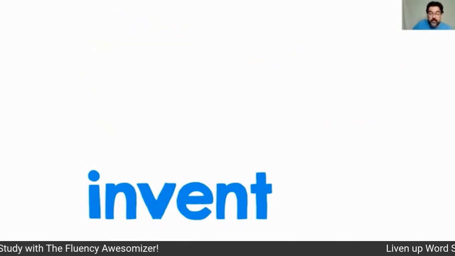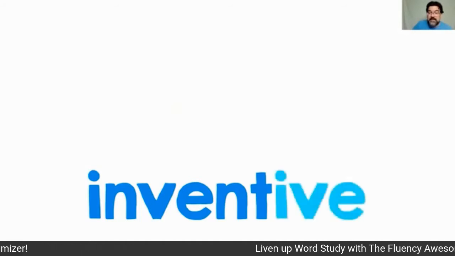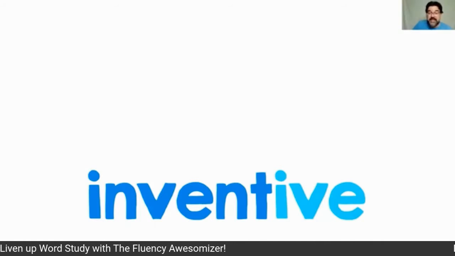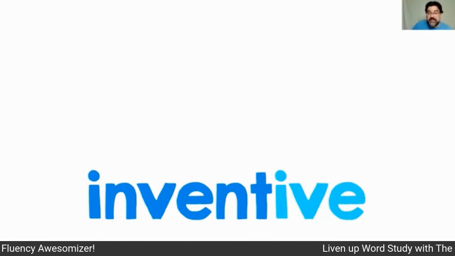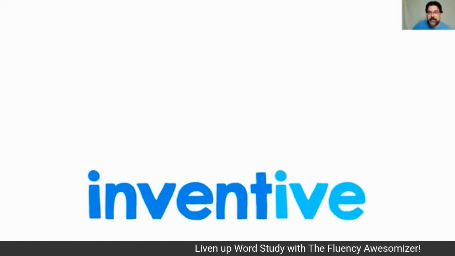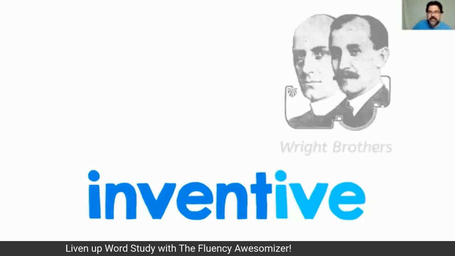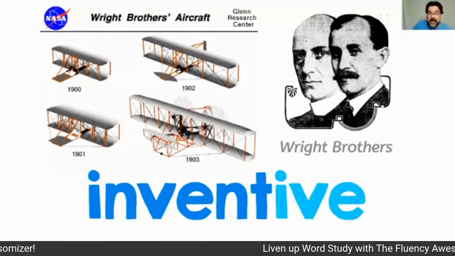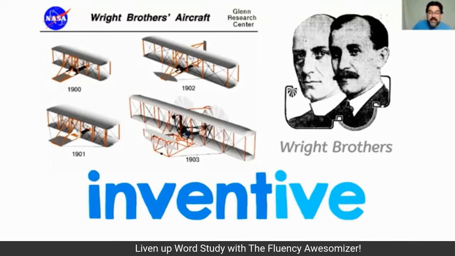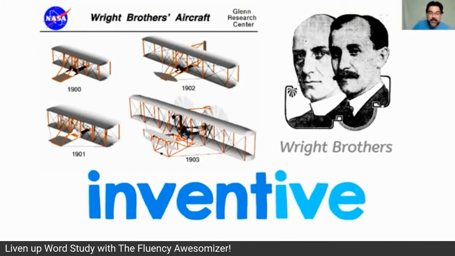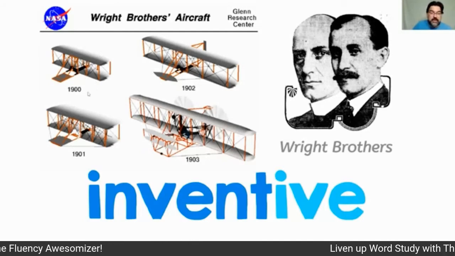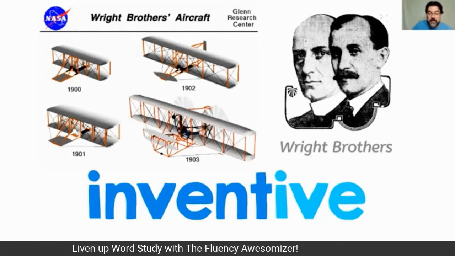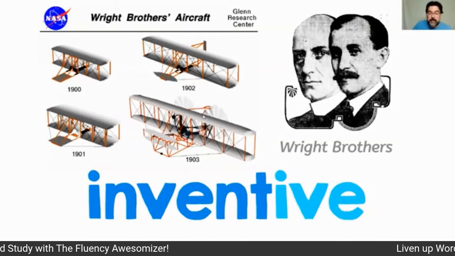So from the root invent, we're going to again add the suffix IVE, and it turns the verb invent into the adjective inventive. And anyone who has invented anything, an inventor, is inventive. Like the Wright brothers, for example. They invented the airplane. In fact, they were so inventive, they kept reinventing the airplane. You can see in this diagram, they had a version in the year 1900 and a different one a year later. And by 1903, you can see the difference in their invention. They were very inventive.